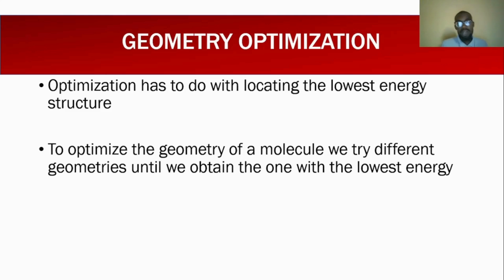Now, how do we do that? We simply try out different geometries and then obtain their energy till we get the one with the lowest energy. And we do this using computer algorithms. Basically, optimization from a mathematical point of view refers to looking for the stationary point of a function where the derivative is zero. And that's what is being done by those algorithms. Today I'll be showing you how you can carry out this geometry optimization using three softwares: Chem3D, Avogadro, and Spartan. Let's go to the practical session.